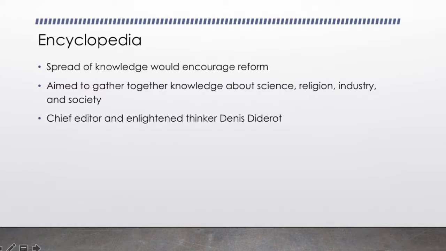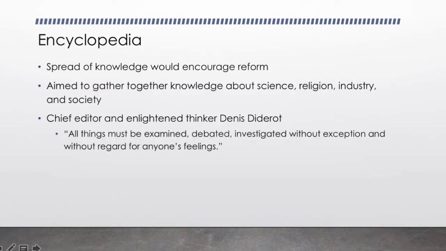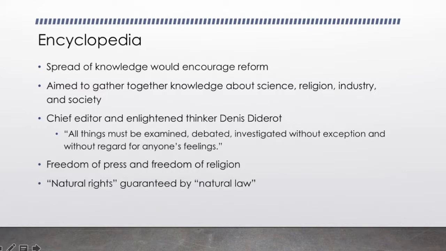The chief editor and enlightened thinker Denis Diderot said that the goal of the encyclopedia was to teach that all things must be examined, debated, investigated without exception and without regard for anyone's feelings. These philosophes wanted freedom of the press and freedom of religion, which would allow for widespread intellectual freedom. They considered these natural rights guaranteed by natural law.